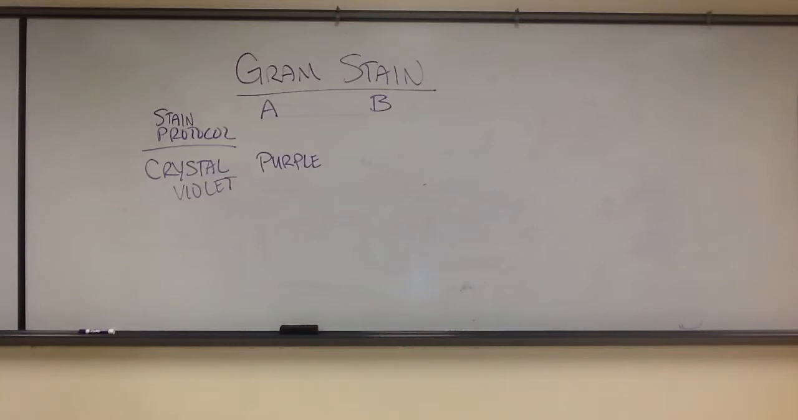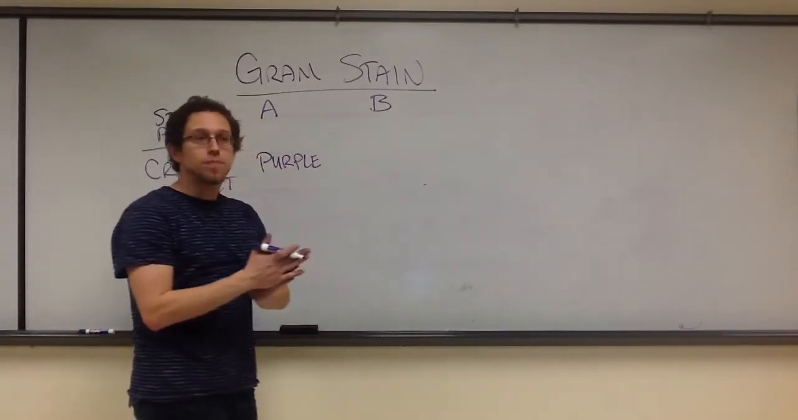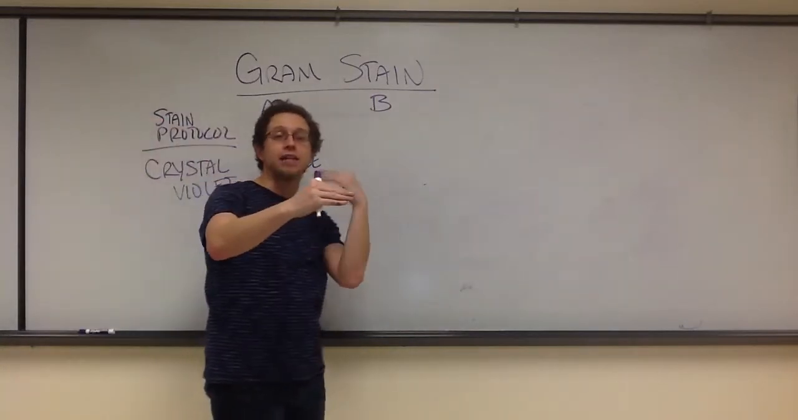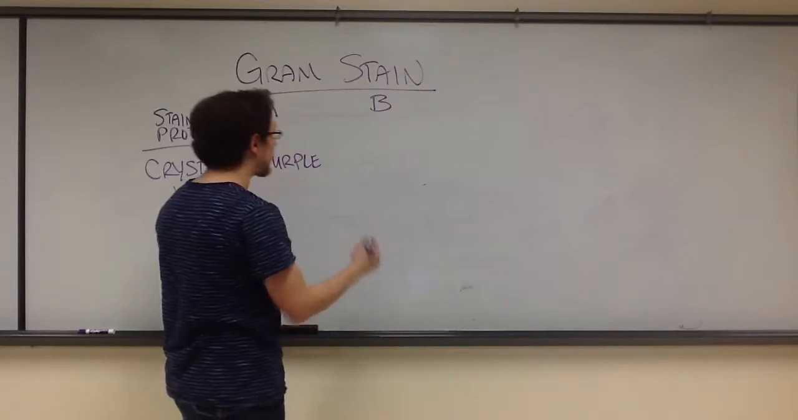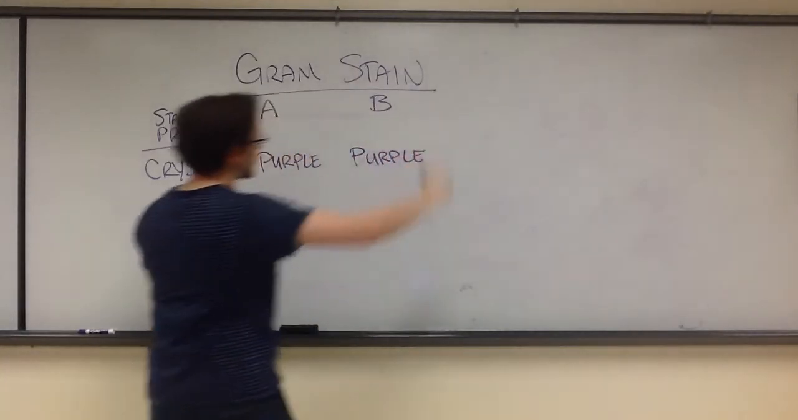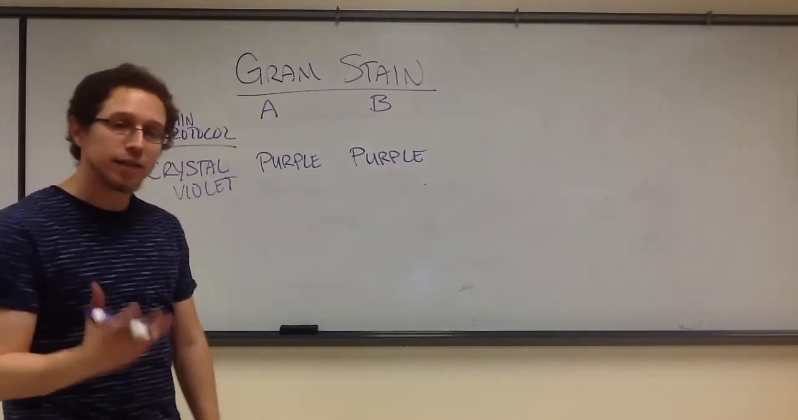Okay? Cell type B. Crystal violet's going to penetrate and get in between the space of the LPS layer and the peptidoglycan cell wall. So it's going to also stain these cells purple. So right now, no big difference between these 2 cells. Okay? So we've stained both cells purple.